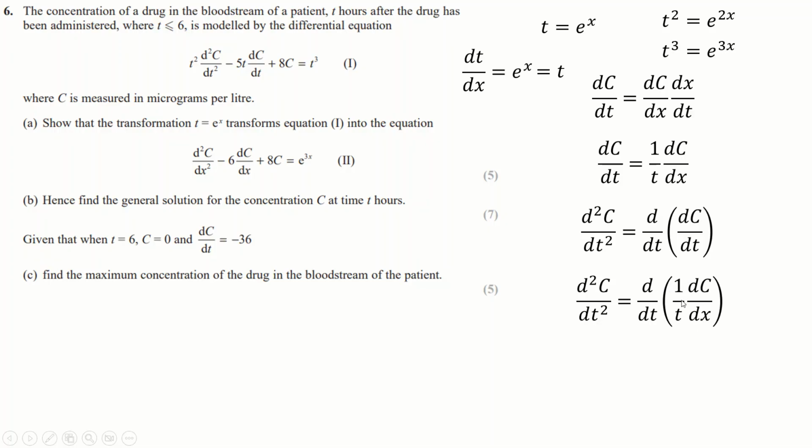Well, this is a product. So I can leave this one alone here. 1 over t is t to the -1. Differentiate that to get minus t to the -2, which is -1 over t squared, and leave this one alone. And then leave this one alone and differentiate this with respect to t.